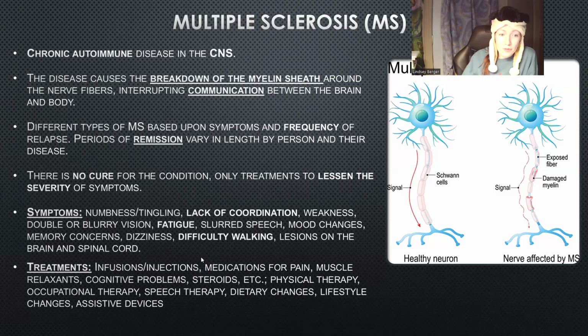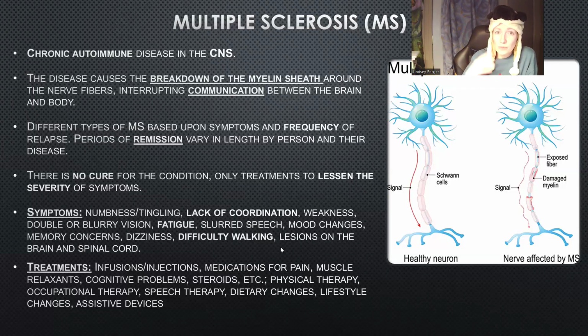So for treatments, again, they have those injections. You can get IV infusions of certain medications. There's different medications that they can take for pain or to relax the muscles. They can take steroids to help with some of the inflammation. There's different therapies, like physical and occupational therapy, that can help. Sometimes in some folks, lifestyle or diet changes can help.